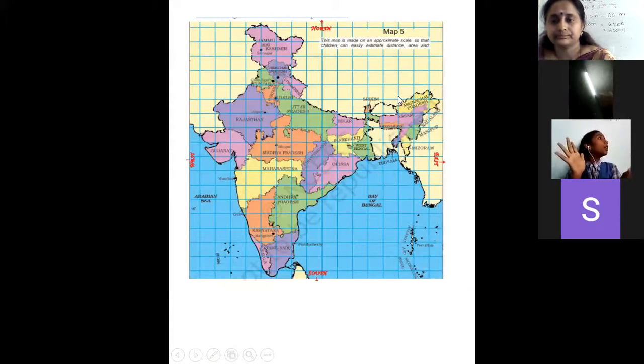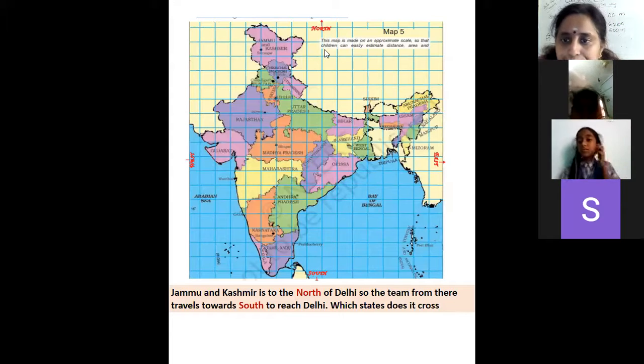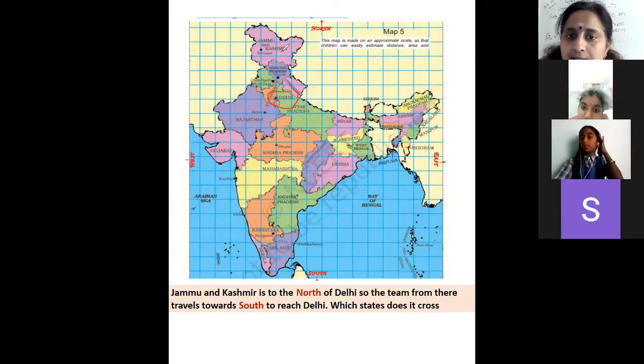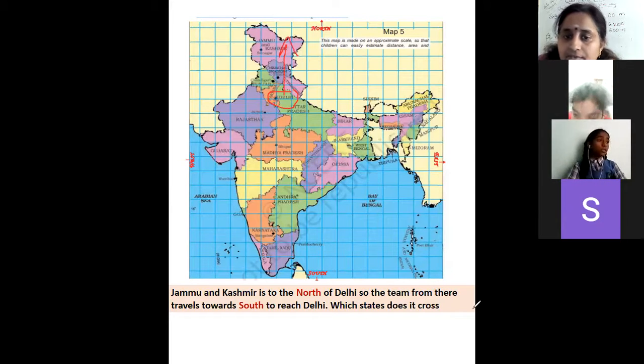Jammu and Kashmir is to the north of Delhi. So where is Delhi? Here it is. Now, where is Jammu and Kashmir? Here. This is Jammu and Kashmir, at the north. So the team from there travels towards south to reach Delhi. Which states does it cross?